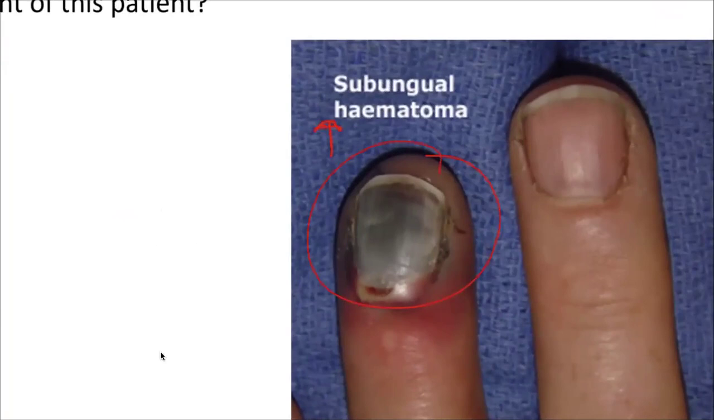Why does this patient have severe pain? Because blood is accumulating below the nail. That's why it is severe. We cannot drain it if it is more than 48 hours because it has formed a clot. That's why we need to do an I&D.